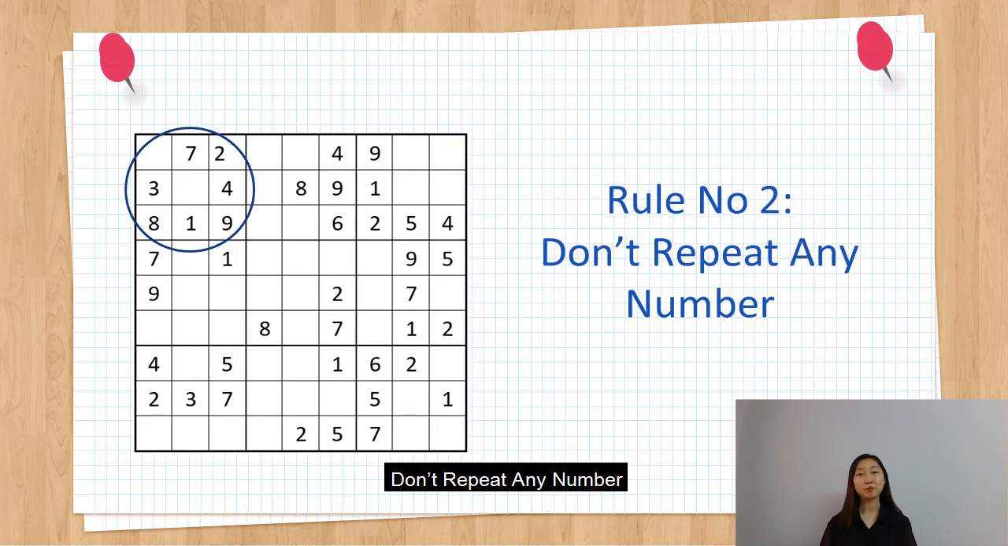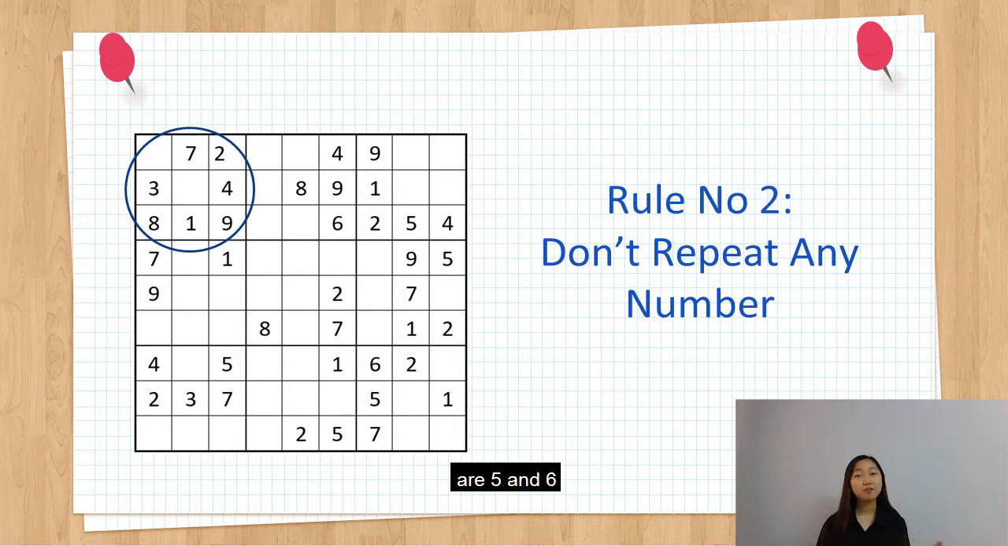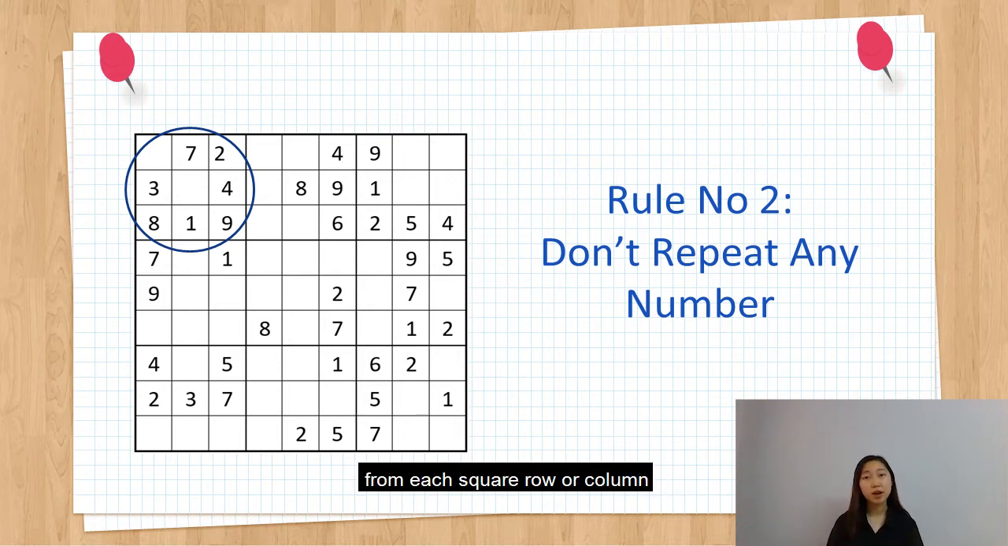Don't repeat any number. The square circled in blue already has 7 out of 9 spaces filled in. The only numbers missing from the square are 5 and 6. By seeing which number are missing from each square, row, or column, we can use the process of elimination to decide which number need to go into which blank space.